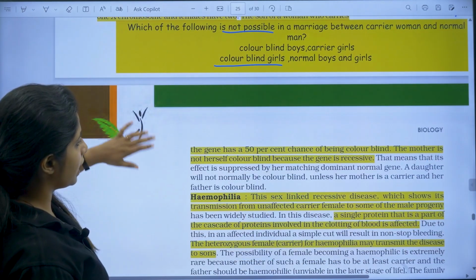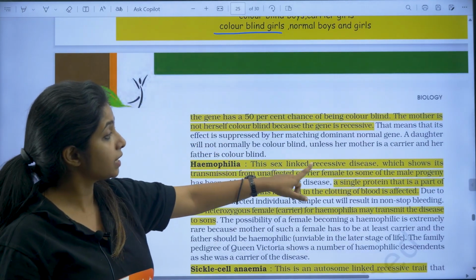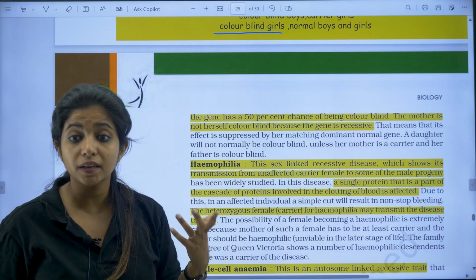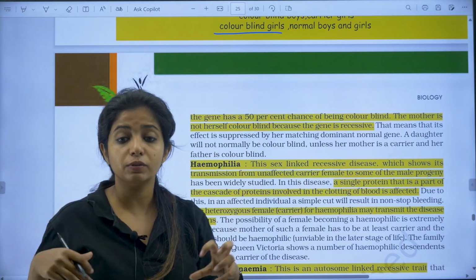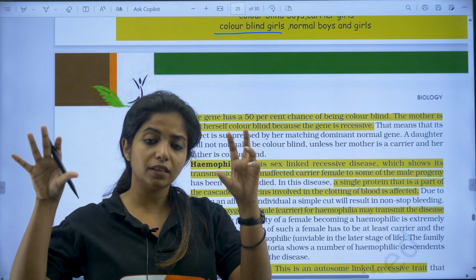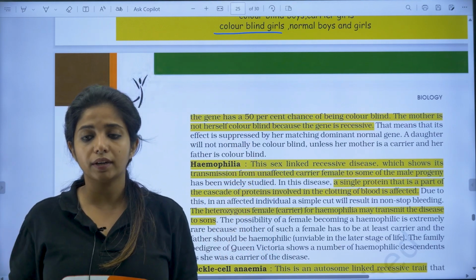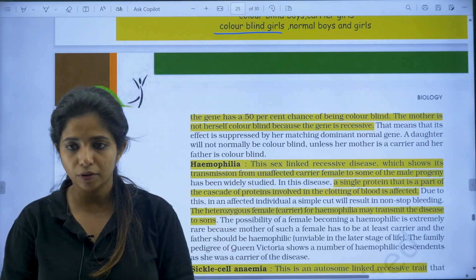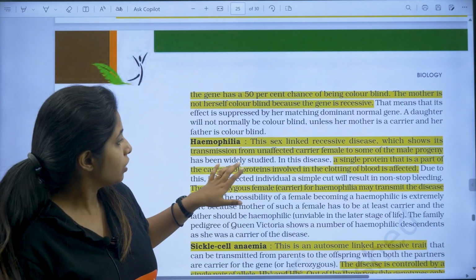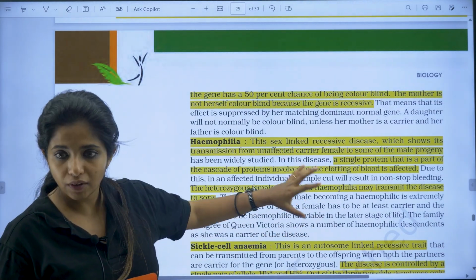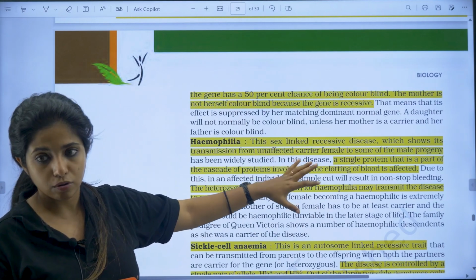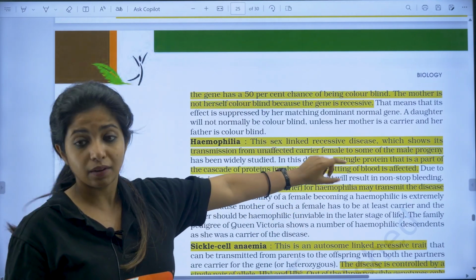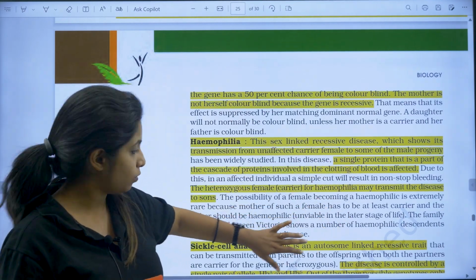Now, going ahead, hemophilia, again a sex-linked recessive disease. What happens in hemophilia? There are clotting factors which are getting affected, because the genes responsible for the clotting factor are affected, which is why it is not being produced. You should be knowing who is the carrier, who is not, and everything. Whatever I have highlighted is very important, same as color blindness. You should know which enzyme or protein is affected.